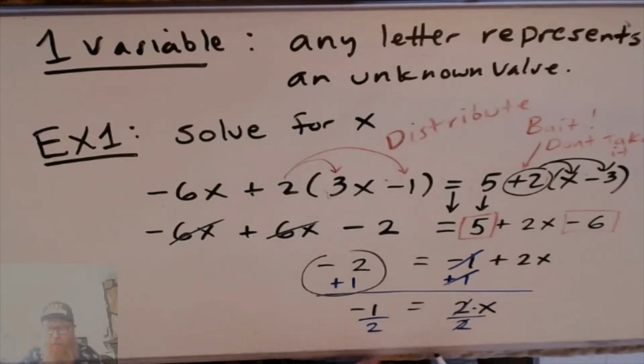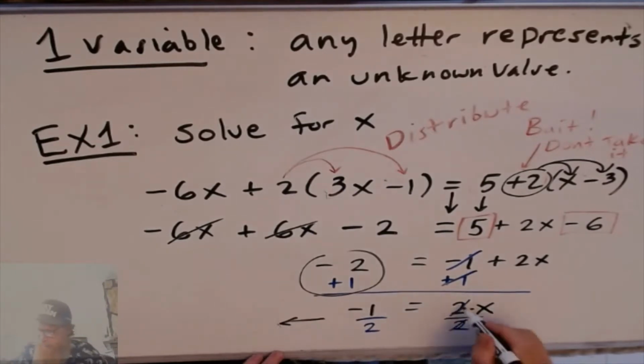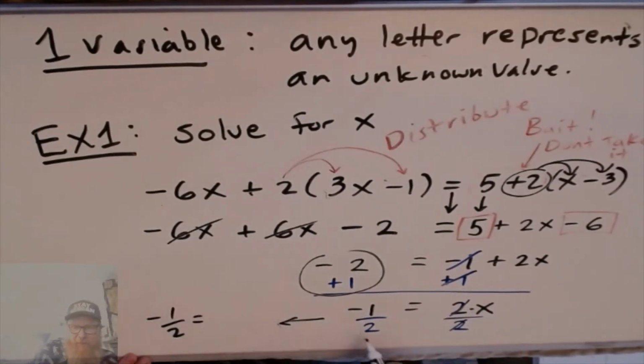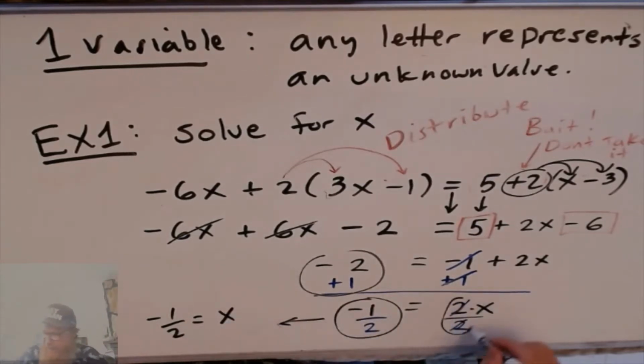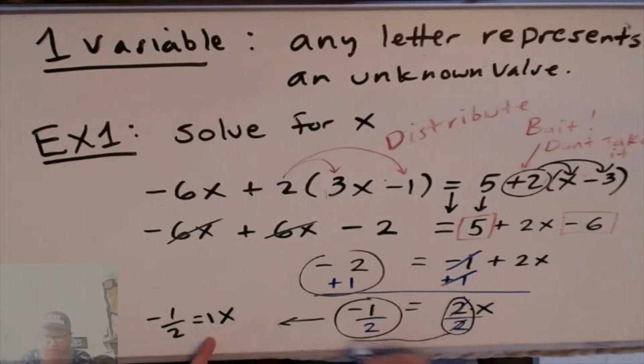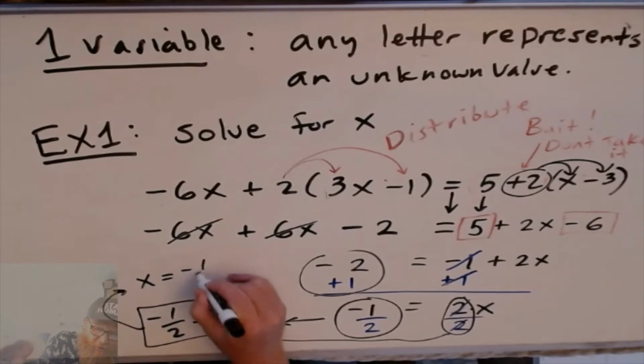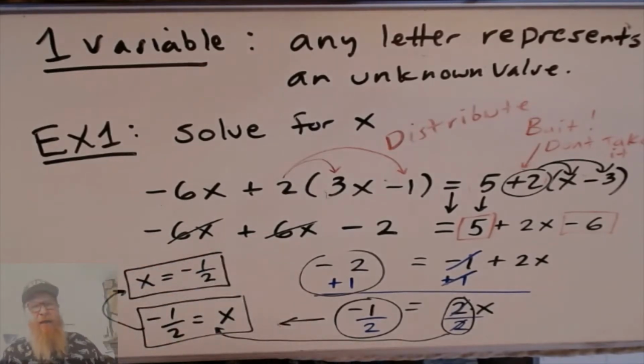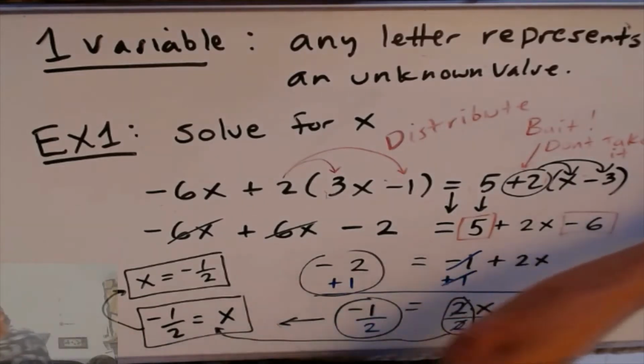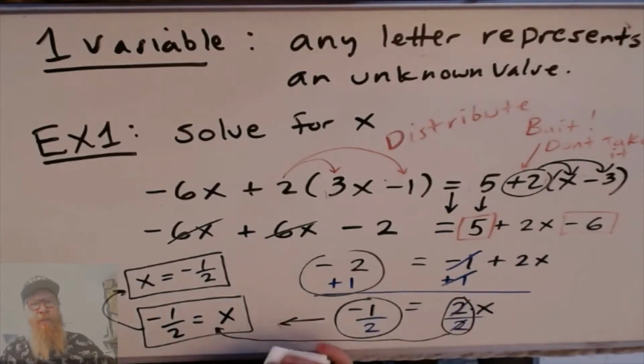Now here I am, I'm at the bottom of my board, so I'm going to move sideways. This is negative 1/2 equals 1x. Technically, there's an invisible 1 here. 2 divided by 2 is 1. Nobody ever writes the 1. So you just say x equals negative 1/2. This might look backwards to you, so I recommend just flipping it around in the standard order. X equals negative 1/2. And there you go. That would be your solution.